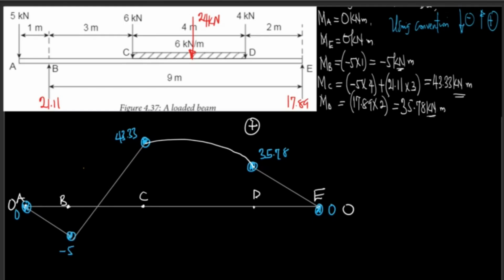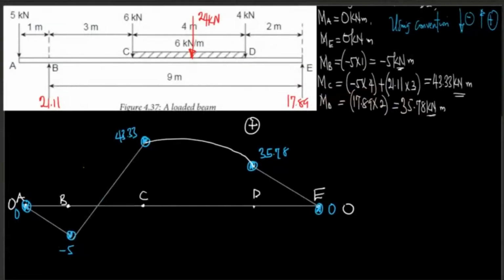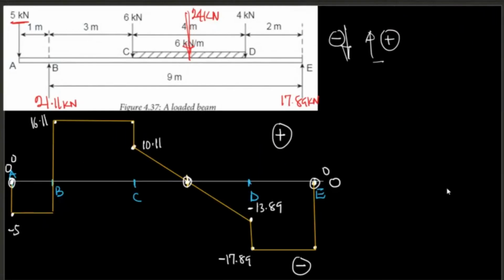-5 plus. No, no, no, no, no, no. We don't do that on the bending moment diagram. You just indicate the point that you got there. You don't do all those calculations on the bending moment diagram. You only do the calculations on the shear force diagram, which is this one.